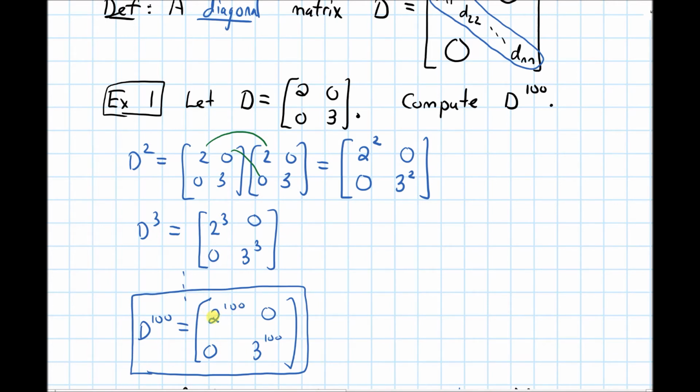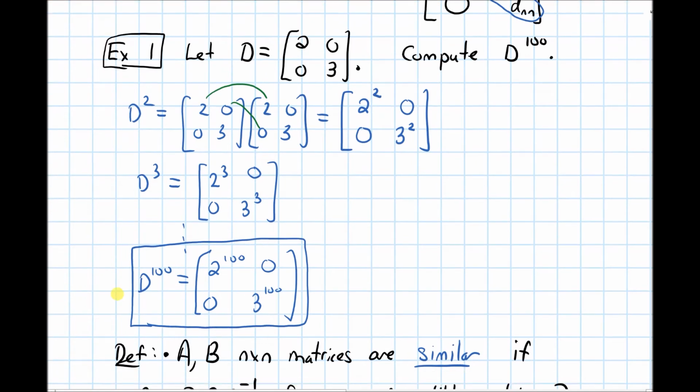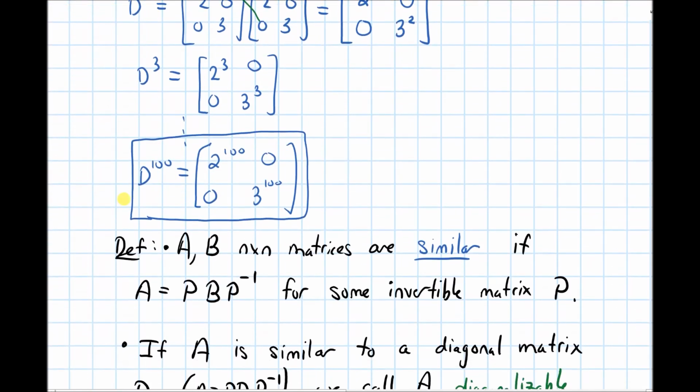And we don't need to worry about actually multiplying out these numbers, like 2 to the 100 or 3 to the 100. It's fine to leave them how they are. Okay, so let me state another definition. So 2 more definitions, in fact.